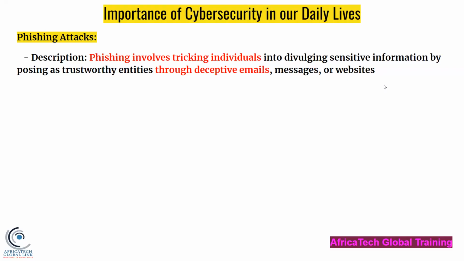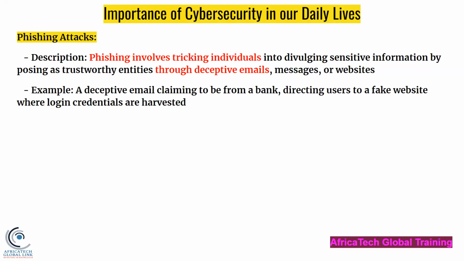Sometimes they send you messages and tell you, you won the lottery, just click here. Or maybe they call you. Sometimes it's mostly messages and websites. When you talk about phishing, it's mostly deceptive email. When we say deceptive, it's something you thought was what you think, but it's not, or you realize that it was not. And we have to be careful as we are entering the cybersecurity world.